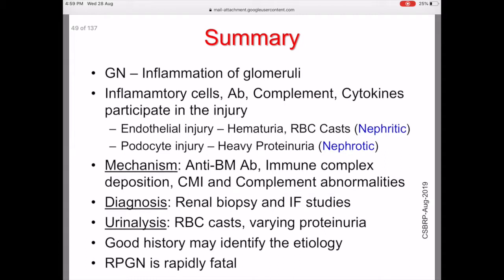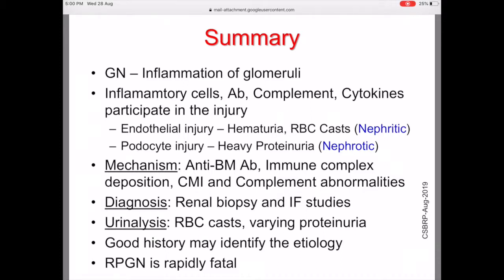To summarize, glomerulonephritis is inflammation of glomeruli. Inflammatory cells, antibody, complement, cytokines participate in the injury. Endothelial injury presents mainly in the form of nephritic syndrome, wherein hematuria, RBC casts, hypertension are the features. And podocyte injury results in nephrotic syndrome mainly, wherein heavy proteinuria is the feature. Mechanisms: anti-basement membrane antibodies, immune complex deposition, cell-mediated immunity or complement abnormalities. And diagnosis is by renal biopsy and immunofluorescence studies, and also complemented by electron microscopy.